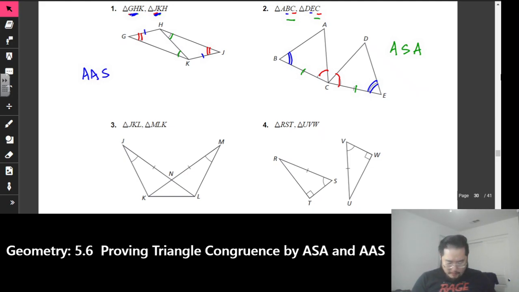Let's take a look next up at number 3. We've got triangle JKL. Let me highlight that right here in blue. And we're trying to see if it is congruent to triangle MLK.